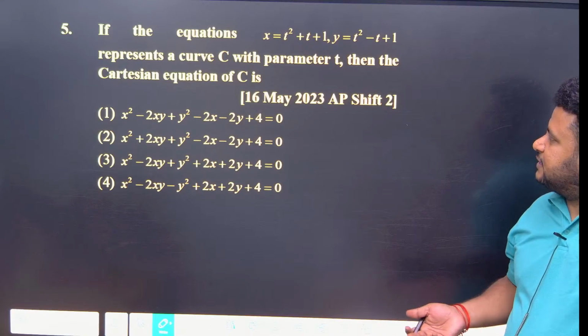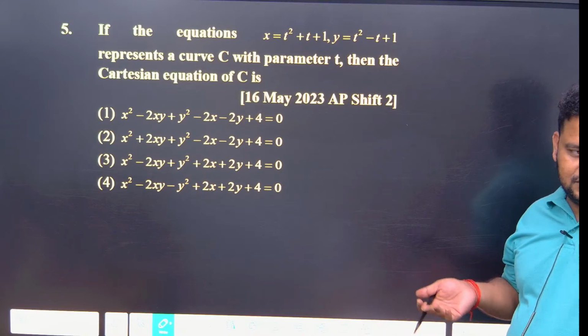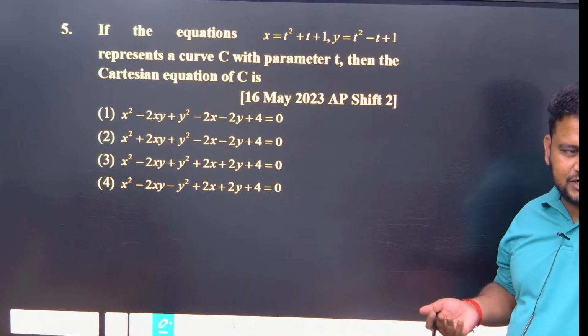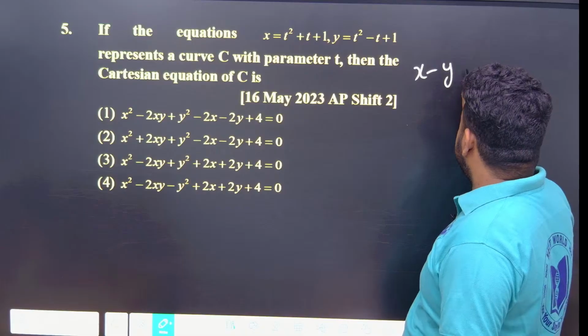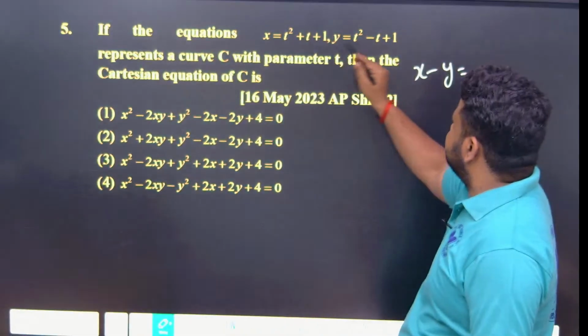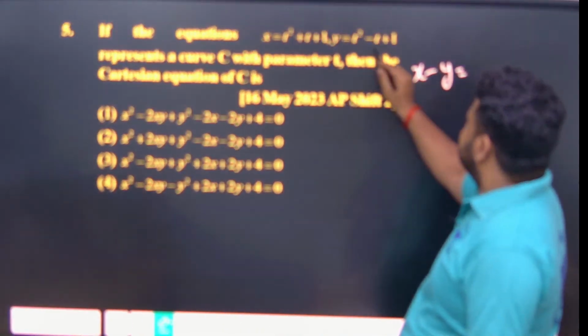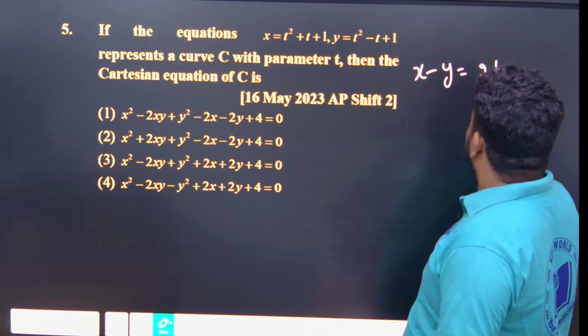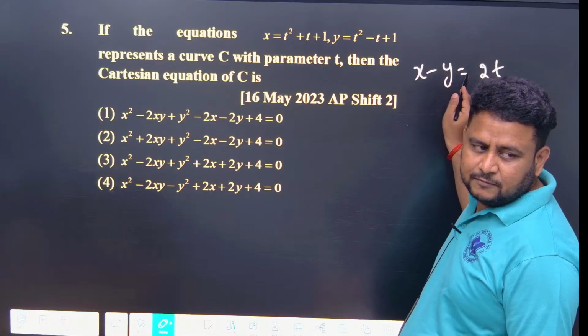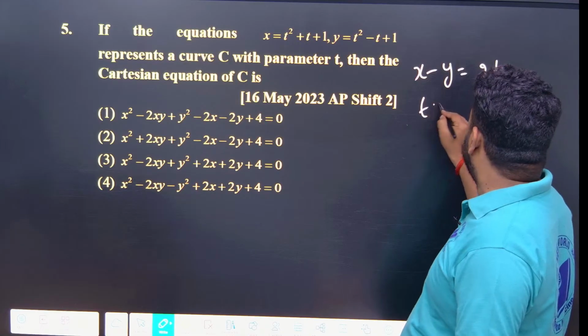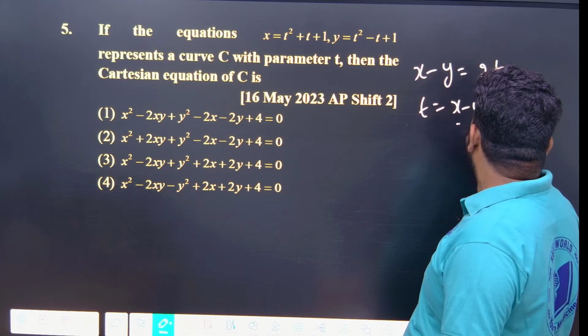So what you will do here, x and y are given in the form of t. So first you have to eliminate t. So what you will do? You do x minus y. If you do x minus y, what you will get? t square minus t square will cancel. T minus of minus will become 2t. 1 and 1 will get cancelled. So x minus y is equal to 2t. So t will be equal to x minus y by 2.